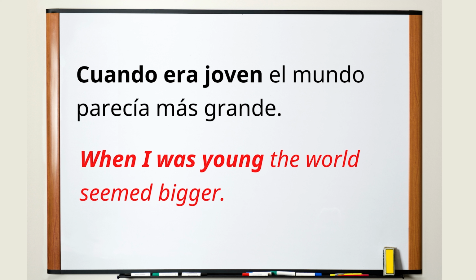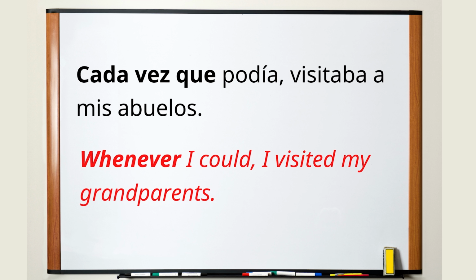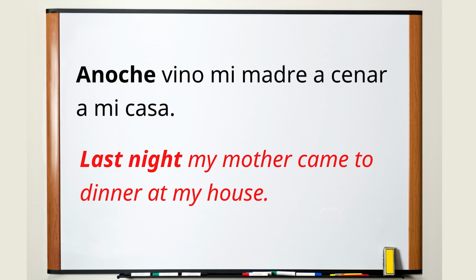But basically, these time markers are going to be used to refer to actions that happened in an indefinite time in the past. So, for example, cuando era joven, el mundo parecía más grande. When I was young, or when I was younger, the world seemed bigger. Siempre iba caminando al colegio. He always walked to school. Cada vez que podía, visitaba a mis abuelos. Whenever I could, I visited my grandparents.